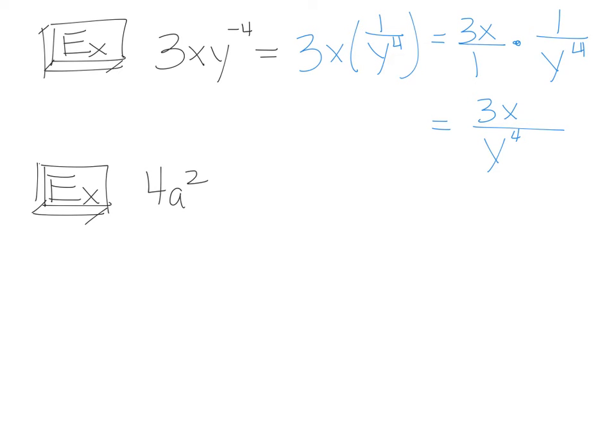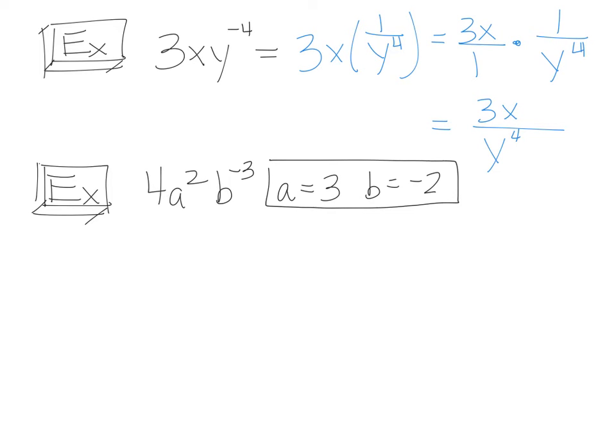4a squared b to the negative 3rd power. Now, remember, if you've got a negative exponent, you automatically have to flip it to the bottom. And I'm going to add something else to that. I'm going to say where a equals 3, and let's say that b is going to equal negative 2. Let me just put that over to the side there.